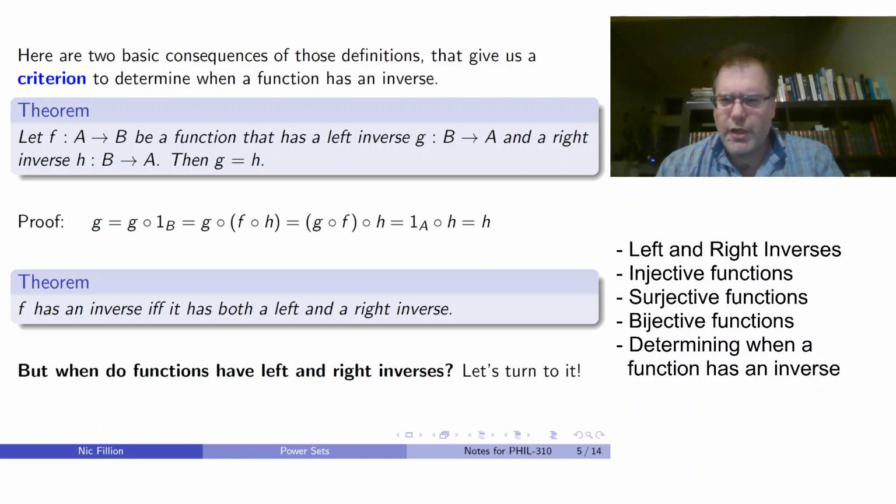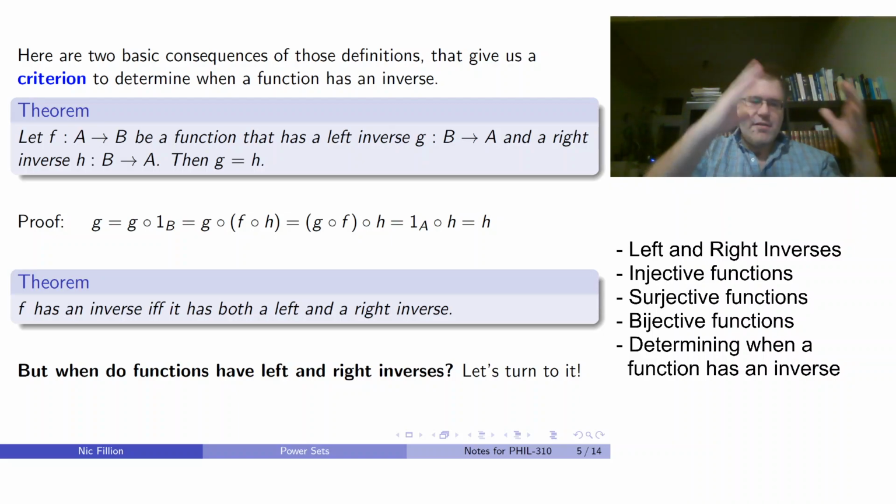I believe it's proved in the note, but I decided not to include it on the slides. So now we have broken down the problem of figuring out if f has an inverse into two problems. The first, does it have a left inverse? And the second, does it have a right inverse? And if it does have both, then we know it has an inverse, and the inverse is exactly equal to the left and the right inverse. So now we have transformed our problem into two subproblems.